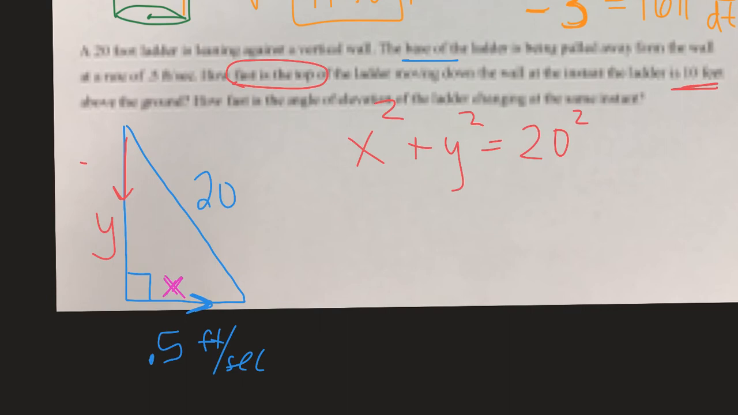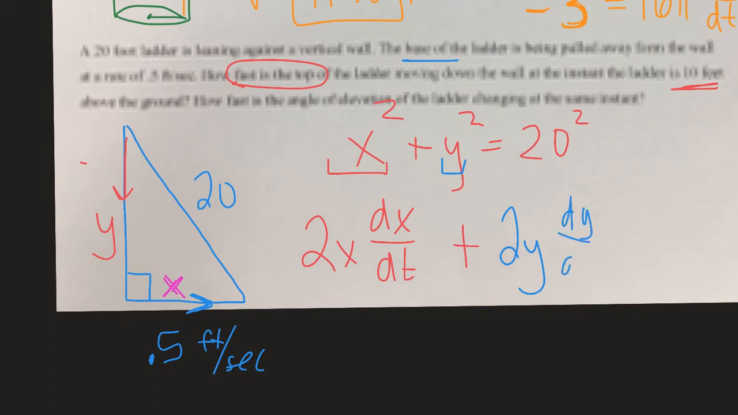The derivative of x squared is 2x times the rate. Every variable gets a rate, so this is dx dt. Every variable that you derive gets a rate. Plus, y squared: 2y times dy dt equals, what's the derivative of a constant? 0. The derivative of our constant is 0. There's no change in the length of our ladder.